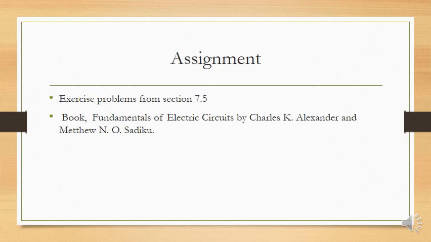Now what is your assignment? Your assignment is all the questions from the exercise of section 7.5, and you also have to solve the technical questions from the examples of the book, Fundamentals of Electric Circuits by Alexander.